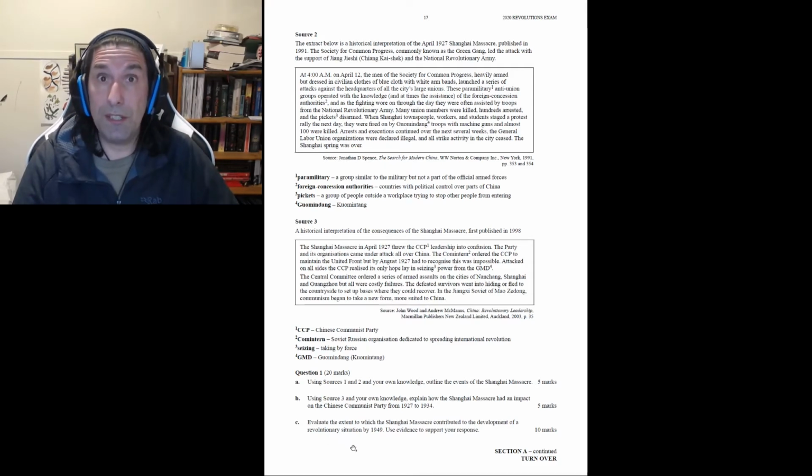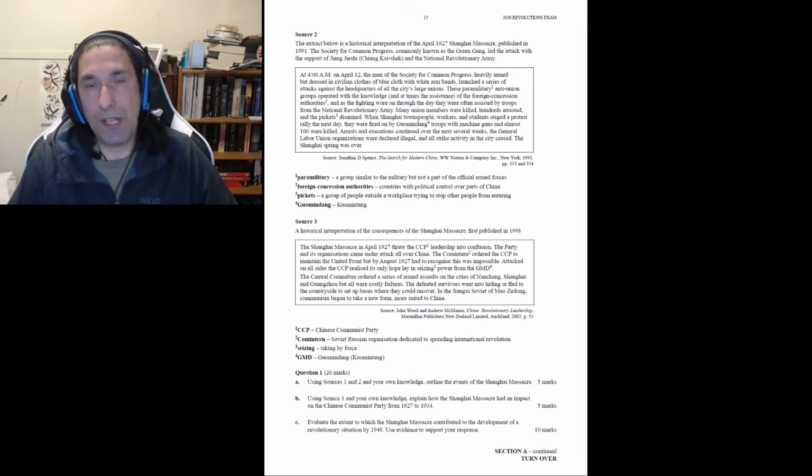You do need to include a couple of historical interpretations on how it contributed to the development of a revolutionary situation by 1949. So, really, one of the key points here, you'd have to talk about the CCP redirecting their energies towards promoting revolution in the countryside and gaining the support of the peasants, and that links into the Jiangxi Soviet. It then follows through to the Long March. Mao Zedong plays a key role.